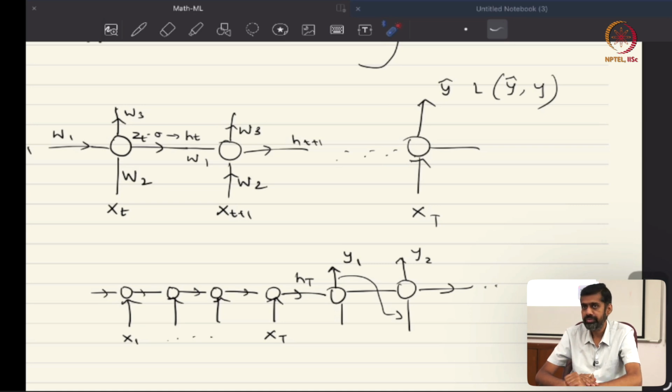Okay, questions now? You had one? Go on. Why is the output a function of just H capital T? We are not giving X as input. That's precisely why attention came. We'll come to that in a while. Right now, the way this architecture is written, the output is only a function of H capital T. So you are assuming that everything about the input sequence is compressed in H capital T.